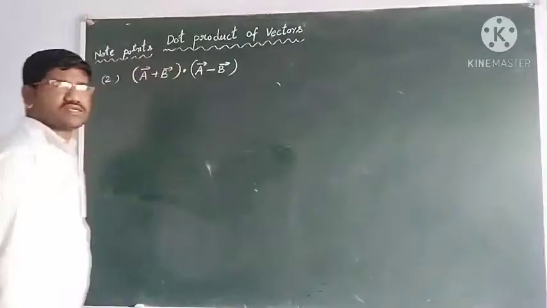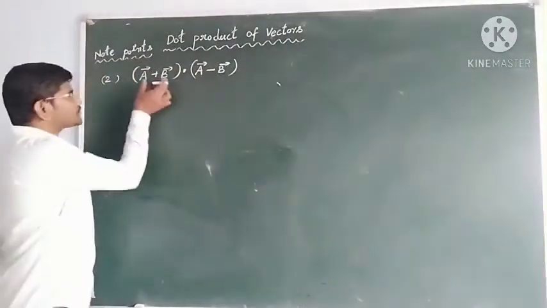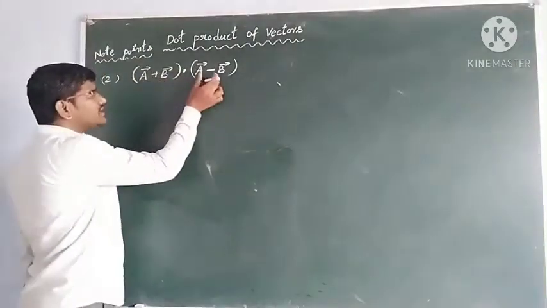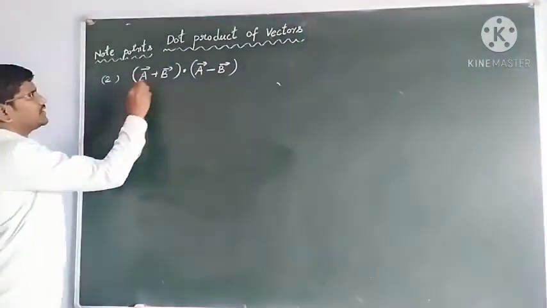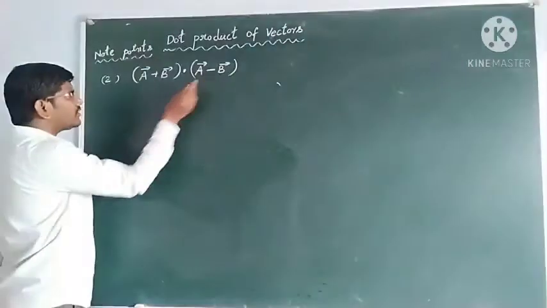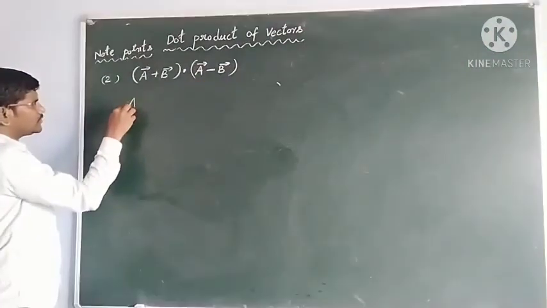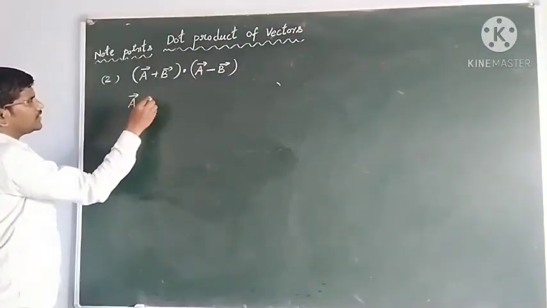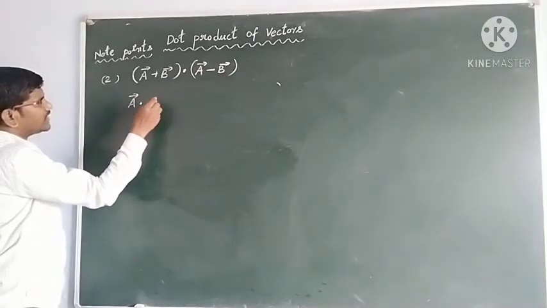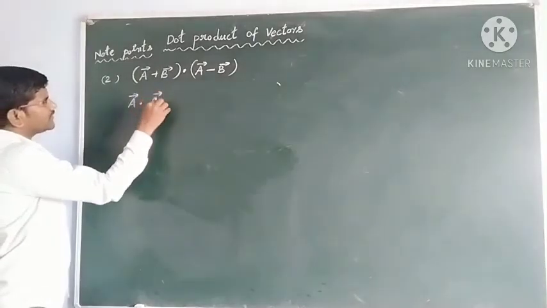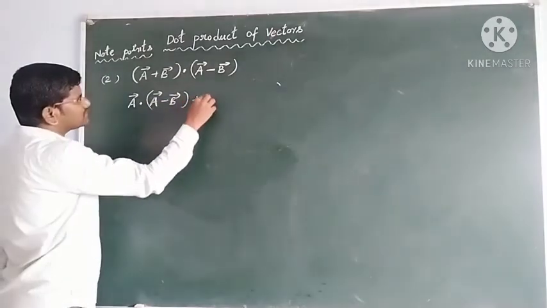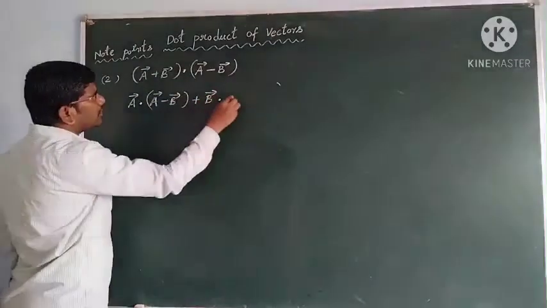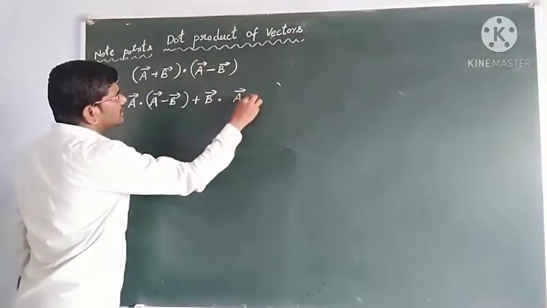Okay students, see, the addition of two vectors A bar plus B bar and the subtraction of two vectors A bar minus B bar. What is its value? I want to check it. Then multiply with A bar, this one. So A bar into, what will you write students? (A bar minus B bar) plus B bar dot (A bar minus B bar).